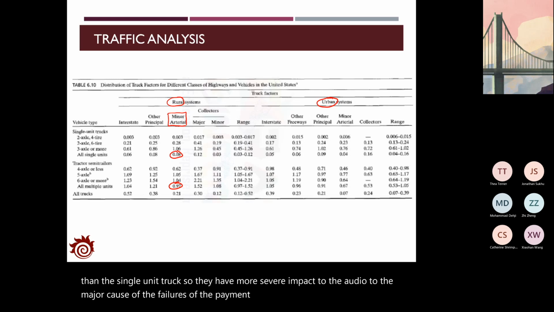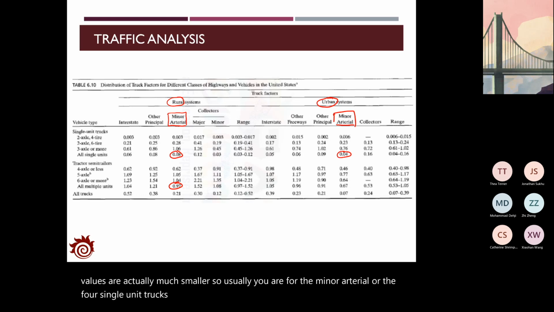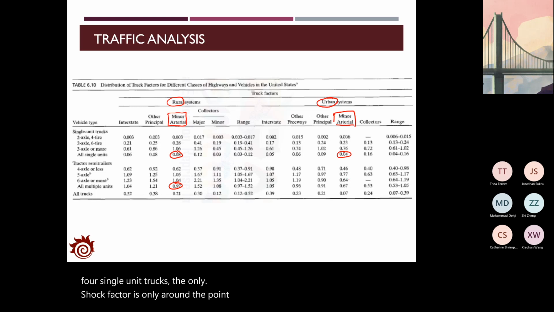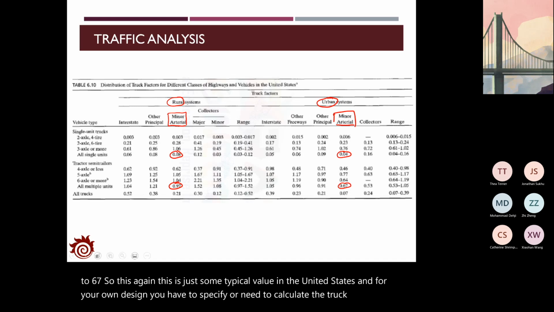For the urban system, the value is actually much smaller. So usually for the minor arterial, for single unit trucks, the truck factor is only around 0.04. For the multi-unit truck, it will be around 0.67. So this is just some typical values in the United States. And for your own design, you have to specify or calculate the truck factor by yourself.